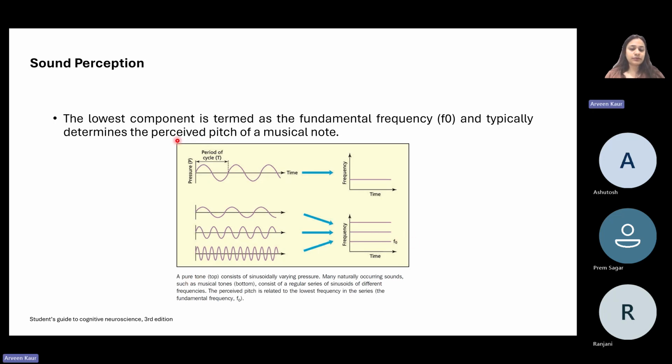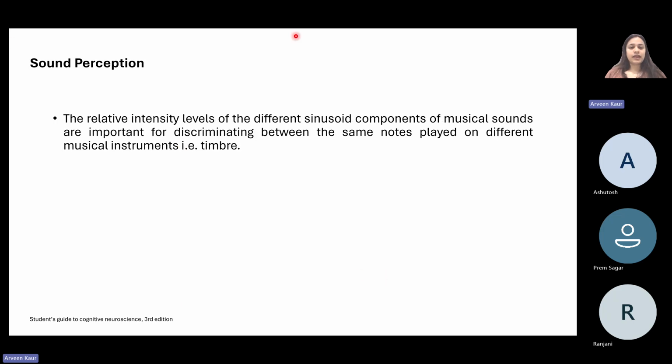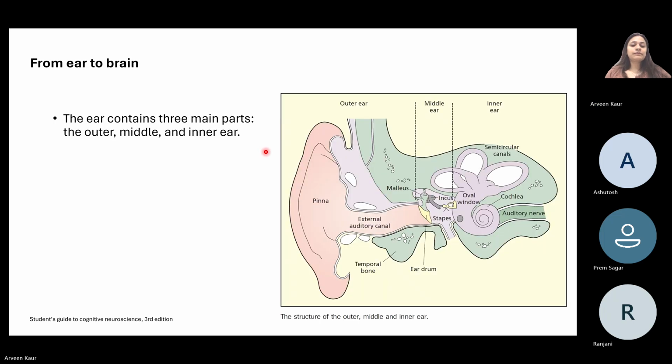So, this is what it means. The pure tone, which is over here, consists of sinusoidal varying pressures, right? Many naturally occurring sounds, such as musical tones at the bottom, consist of regular series of sinusoids of different frequencies, and the perceived pitch is related to the lowest frequency in the series, right? This is F naught. The relative intensity levels of different sinusoid components of musical sounds are important for discriminating between the same notes played on different instruments, right?